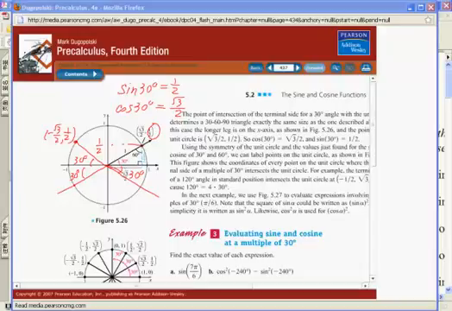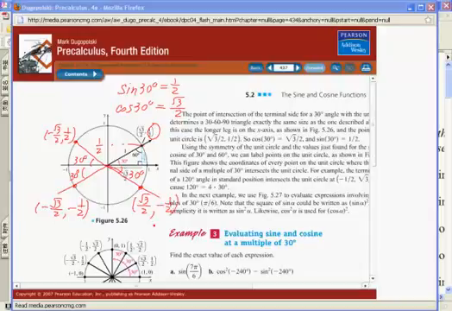Then for this one, it should have the same x-coordinate as this point. So for this point, its x-coordinate is negative √3/2, and then negative 1/2 for the y-coordinate, right? Then for this one, we have the same x-coordinate as this point, so that is √3/2, and then we have the negative y-coordinate, so that is negative 1/2.